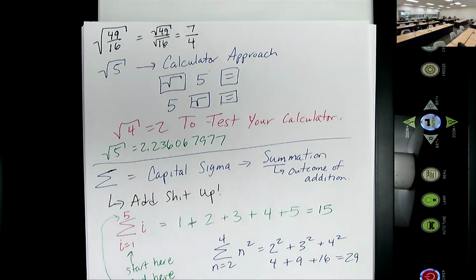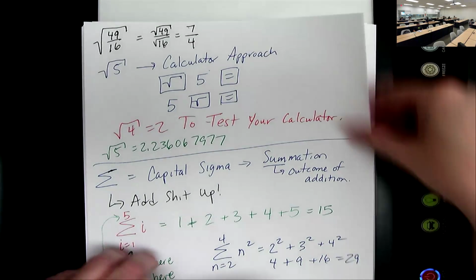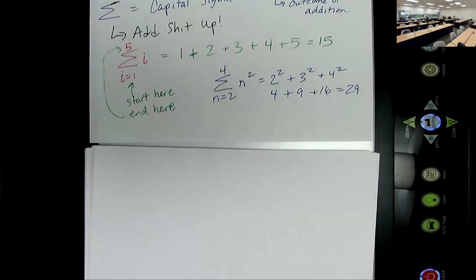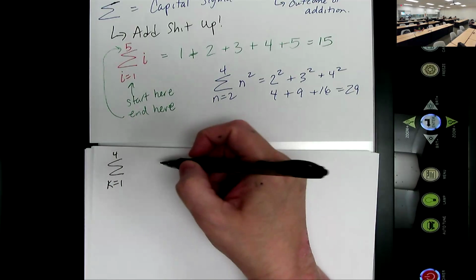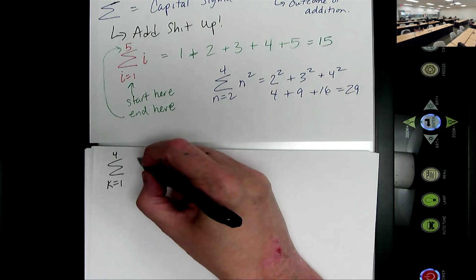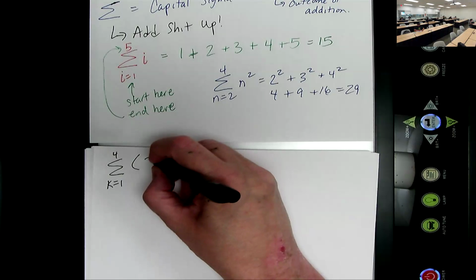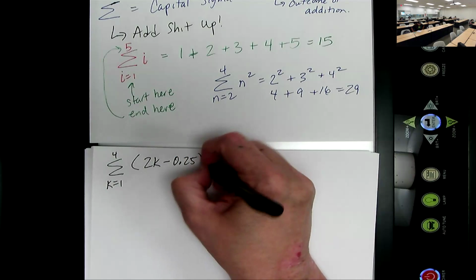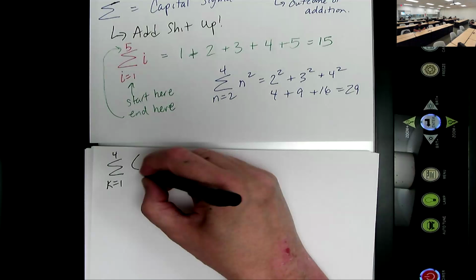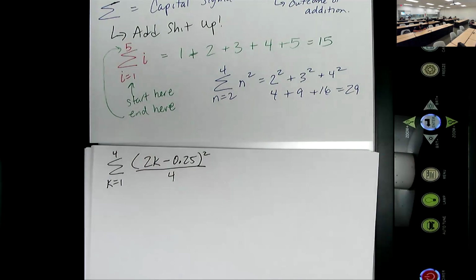I'll give you guys a complicated one to try. We'll do k equals 1 to 4. 4 is enough to test the idea. 2k minus 0.25. Maybe we'll square it and divide by 4. Try that out and then we'll do it together in a couple minutes.